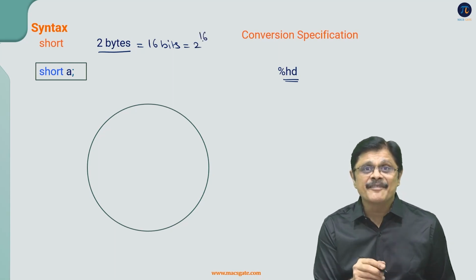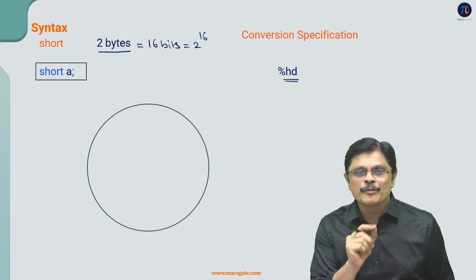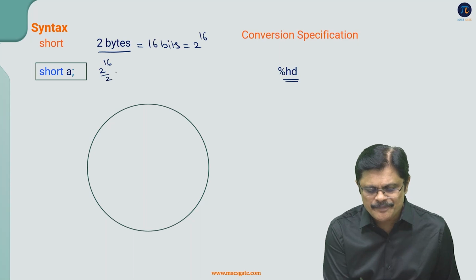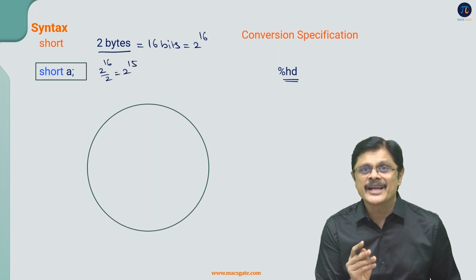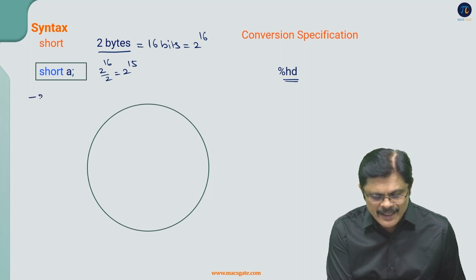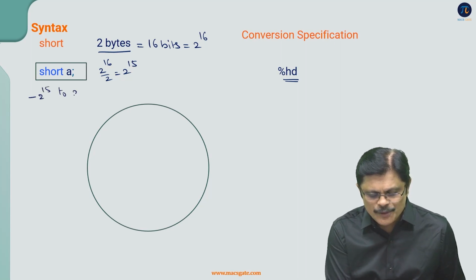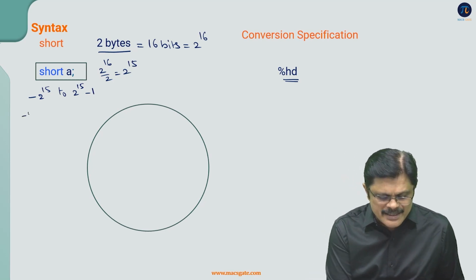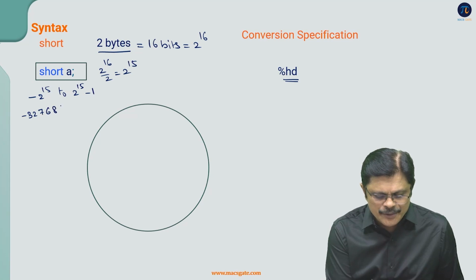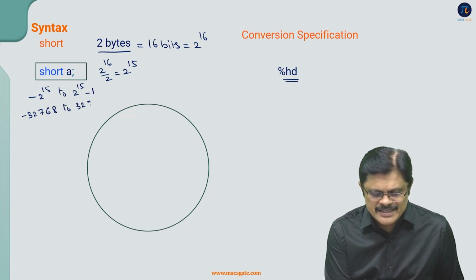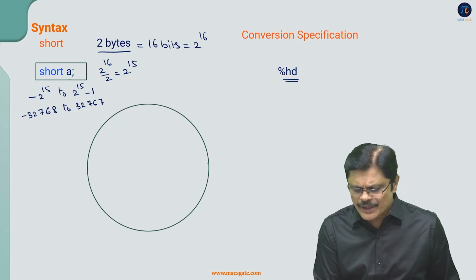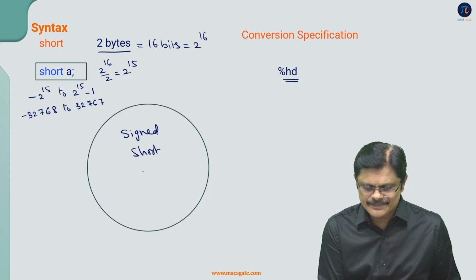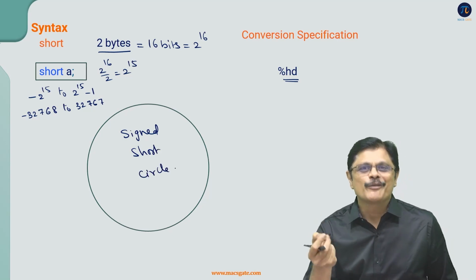But when it is a signed fellow, the leading bit, or the leftmost bit, represents the sign. So we will not have 2 power 16, it will be 2 power 16 by 2, that is 2 power 15. The range should go from negative to positive. So it goes from minus 2 power 15 to plus 2 power 15 minus 1, to include 0 also. So it is minus 32,768 to 32,767.